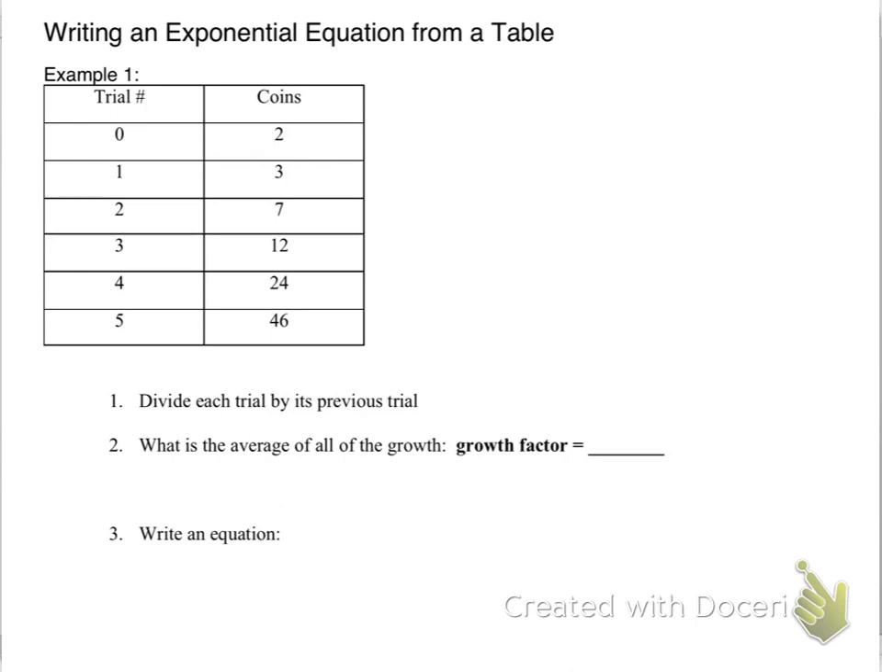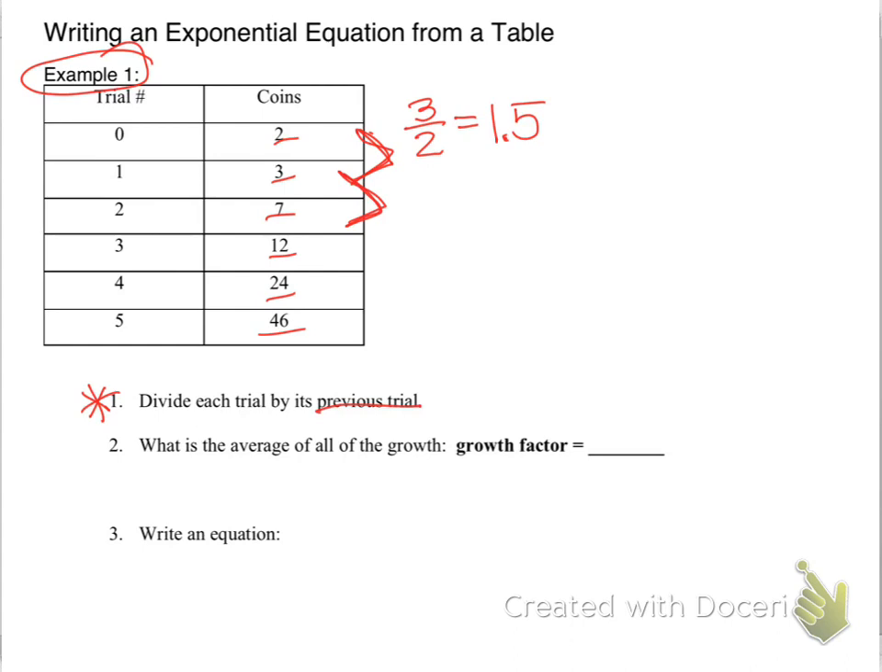Go ahead and flip to the back side of your paper where we're going to go over example 1. My very first step, I have all of these pieces of data in this table from my example experiment of flipping coins. And the first thing we're going to do is divide each trial by its previous trial. So the first two, I have 3 and 2. I'm going to take 3 divided by 2, which equals 1.5.